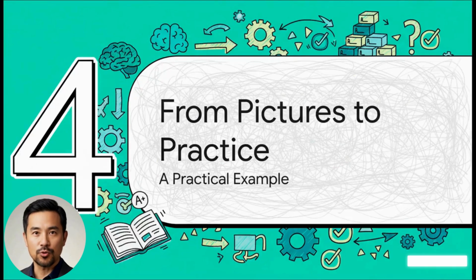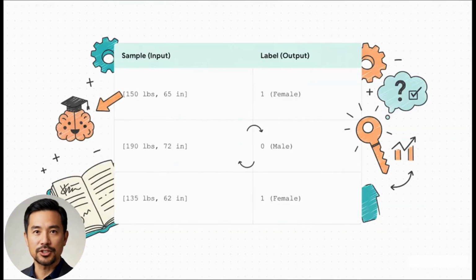Okay, but this doesn't just work for pictures. Let's look at a totally different example. Let's say we want to train a model to predict something based on a set of measurements, like a person's height and weight. Our data would look a lot like this table. Each sample is a set of numbers, weight and height. And for every single sample, there's a corresponding label. In this case, we've used 1 for female and 0 for male. We're giving the model both the inputs and the right answers.